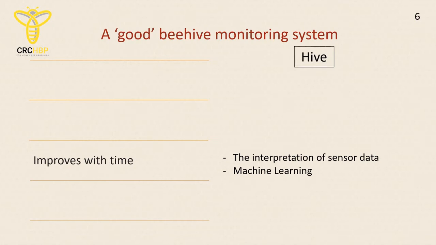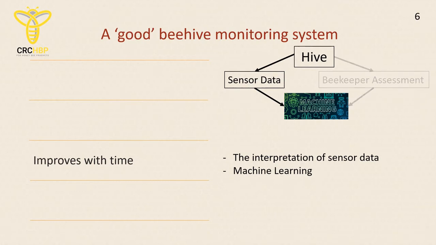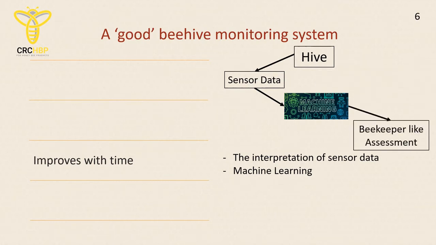So, how does machine learning work? Let's say we are collecting sensor data from a hive. At the same time, we collect the beekeeper assessment from the hive, which contains information such as health of the queen, the bees, and the brood. And all this information is fed to a machine learning model. This machine learning model tries to find a relationship between the sensor data and the beekeeper assessment. This is called training. And if a machine learning model is trained properly, it is able to generate beekeeper like assessment just based on the sensor data.